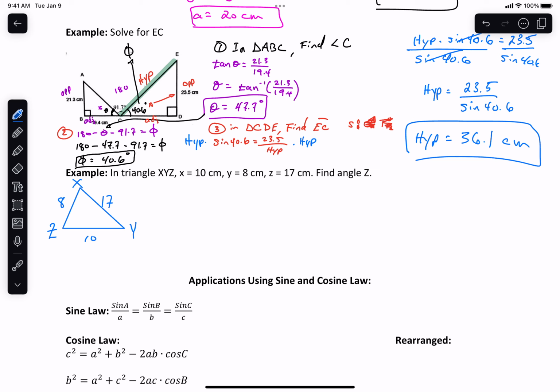What's another thing I can't use? Nicholas? Pythagorean theorem. Can't use Pythagorean theorem either, because Pythagorean theorem is only good for right angle triangles. So from our list, no SOHCAHTOA, no Pythagorean theorem, can't use sine law. What's left? Gabe? Cosine law.